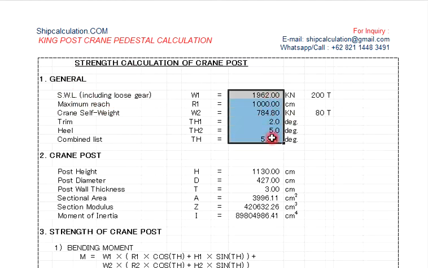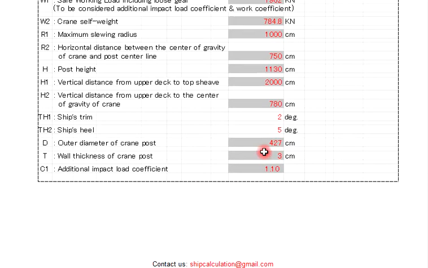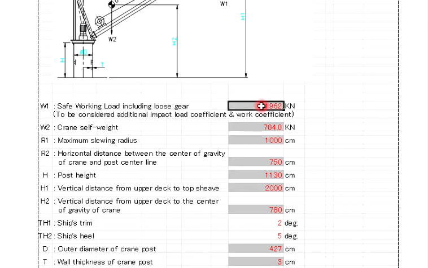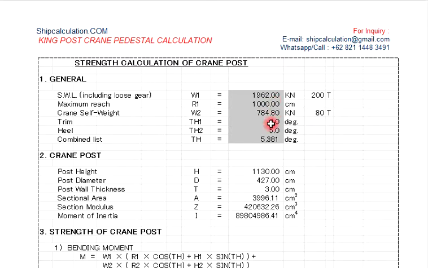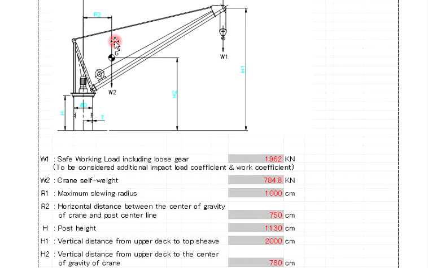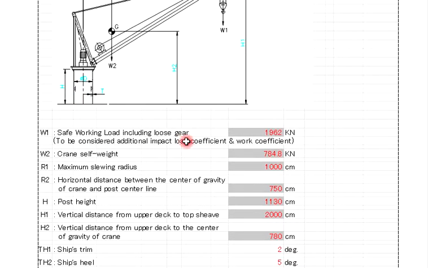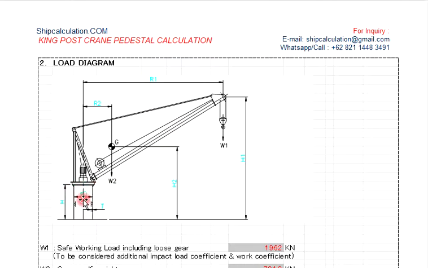So this one you are getting from the above, okay, from the above just now, right? So this one will be automatic, so you don't need to key in because you already made the input here in the red color cells. So make the input on this, and you don't need to change here because this one is an automatic formula, right? So the safe working load including loose gear is around 200 tons. So the crane is able to take around 200 ton, okay, because we just consider the crane pedestal only.